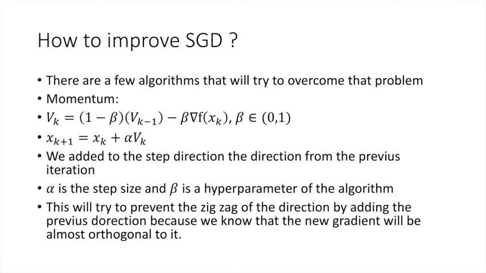This will try to prevent the zigzag of the direction by adding the previous direction, because we know that the new gradient will be almost orthogonal to the previous one. Also, if we get to a saddle point, stochastic gradient descent would stop moving, because the gradient at the saddle point is 0, and momentum would still have the momentum from the previous iterations and would still move and get out of the saddle point. This could also help move out of local minima.